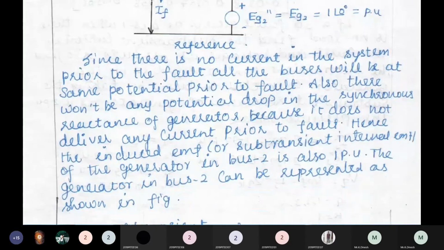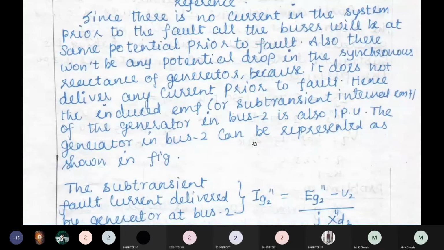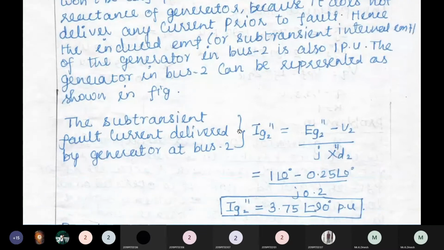So bus 2 and bus 4 represent the same. I need to find out the subtransient fault current delivered by the generator at bus number 2. You can find it out at the 4th bus also. So 2 and 4 are complements of each other, so you can find out IG2 dash or IG4 dash. Just finding out the IG2 dash.